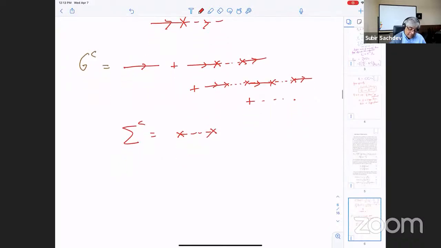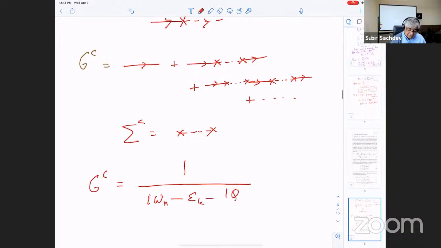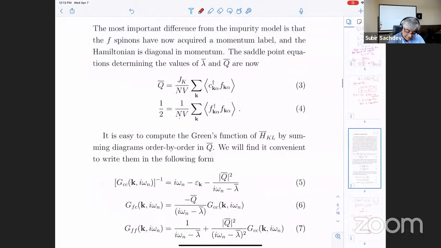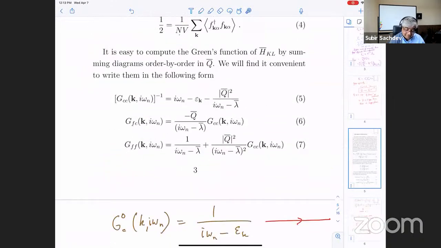So GC becomes the original Green's function, 1 over i omega n minus epsilon K, minus the self-energy. And what's the self-energy? There's a factor of Q from here and here, so it becomes mod Q squared, and then there's a propagator of the F, which is 1 over i omega n minus lambda bar. Okay, so that's the answer that's written down here.